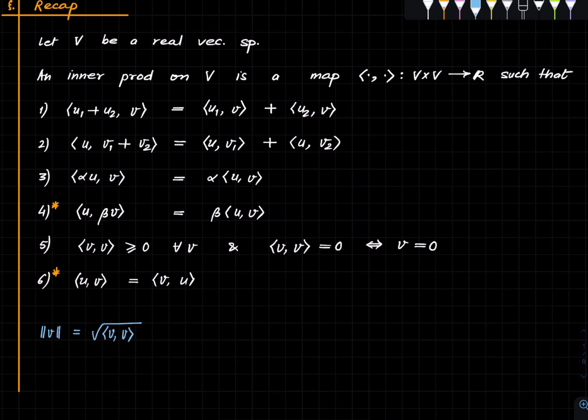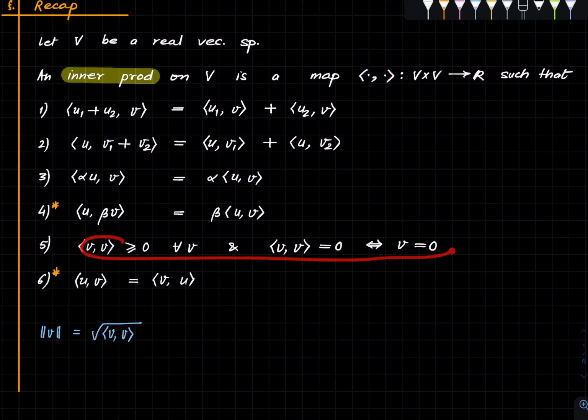So let us quickly recall what is an inner product space. An inner product on a vector space. Let's say we are talking about real vector spaces. I will mention what we said about complex vector spaces. So if V is a real vector space, then an inner product on V is a map of this sort, which enjoys these properties. The first four just mean that this is a bilinear map.